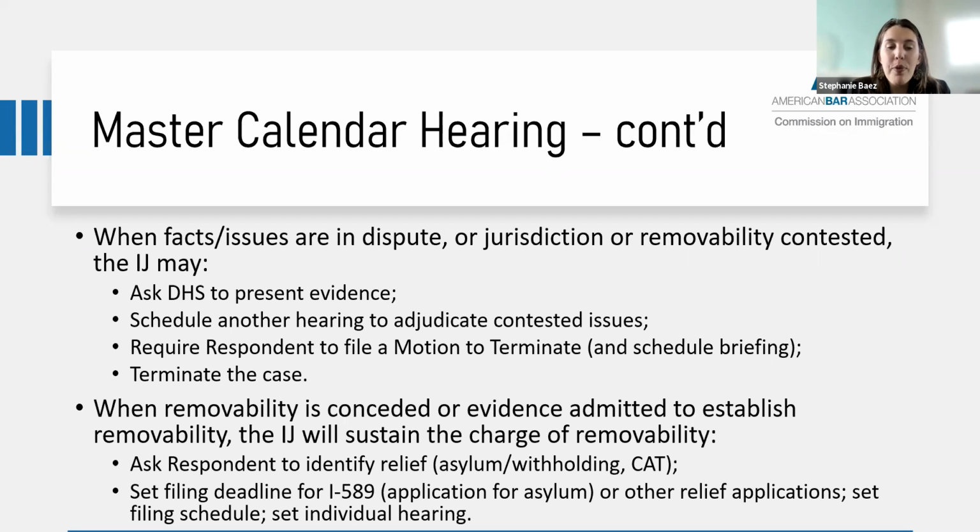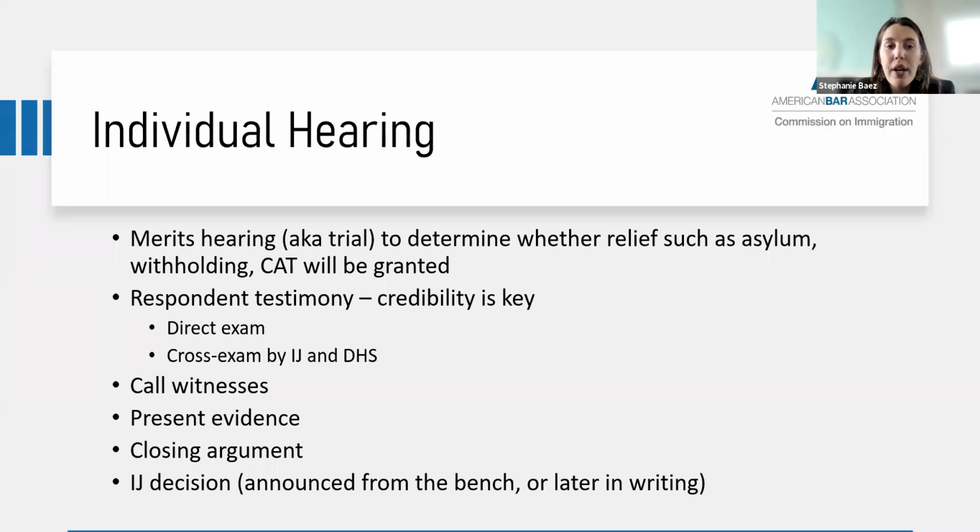So that relief, frequently in the context that we're talking about, would be asylum, withholding of removal, or relief under the Convention Against Torture. And they would set a filing deadline for when you need to file your initial application for asylum, or other types of relief that you might be seeking. They could set a filing schedule and then set an individual hearing date. An individual hearing is the date where your actual trial happens.